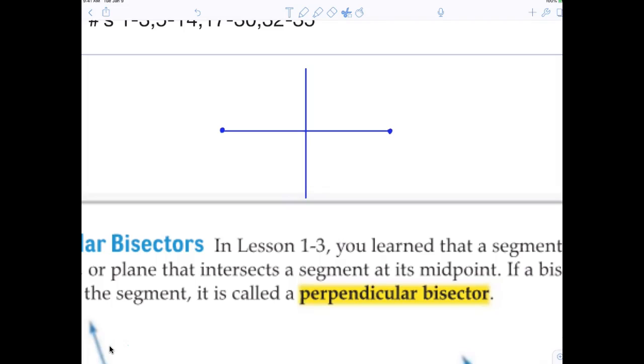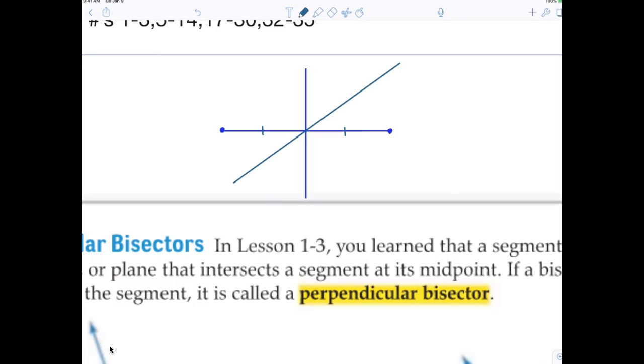Now, there are lots of lines that bisect that. For example, does everybody agree that if I draw this right here, it also bisects that segment? Because the segment is still cut in half, so those two segments are equal. Now, why is the perpendicular bisector different? Because it forms four right angles. It forms four right angles, that's it. Simple, simple, simple.